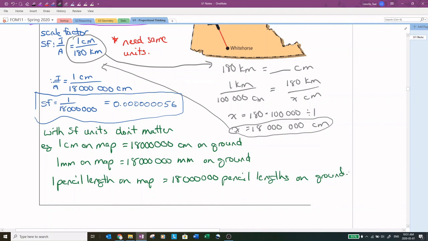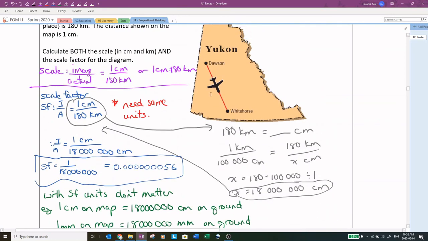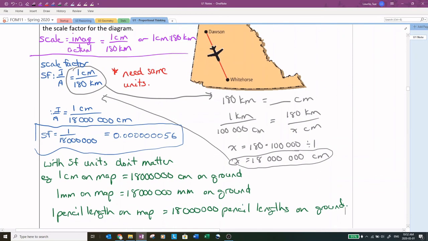Okay, and that's in comparison to the scale, where the scale is specifically 1 centimeter on the map is 180 kilometers on the ground. So when the numbers are hugely different like this, like maps, scale makes much more sense than scale factor. There are other contexts where scale factor makes more sense, and that's when the numbers are closer together and context driven. Okay, so that's the lesson for 1.2a.